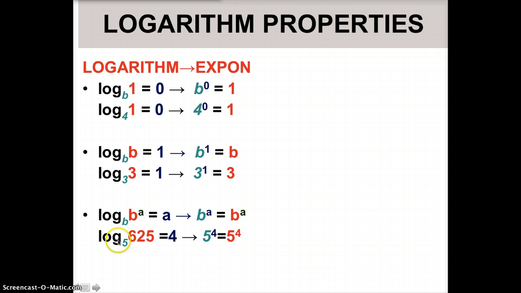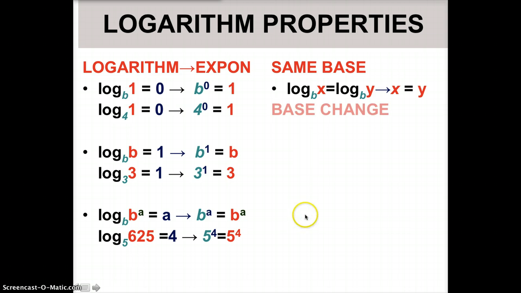Example of that would be log base 5 of 625. Now remember, 625 is 5 to the 4th power. 5 to the 4th power means this 4 up here would be the solution. Here's the same problem written as an exponential. Here's my 5 to the 4th, which is really 625.